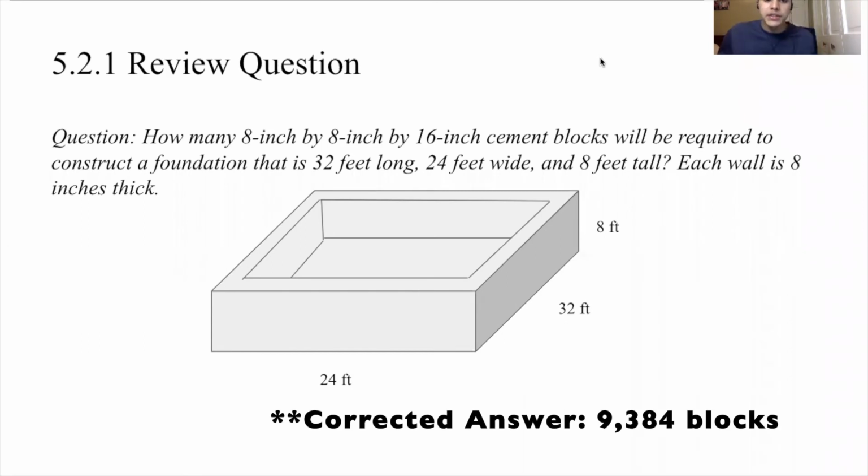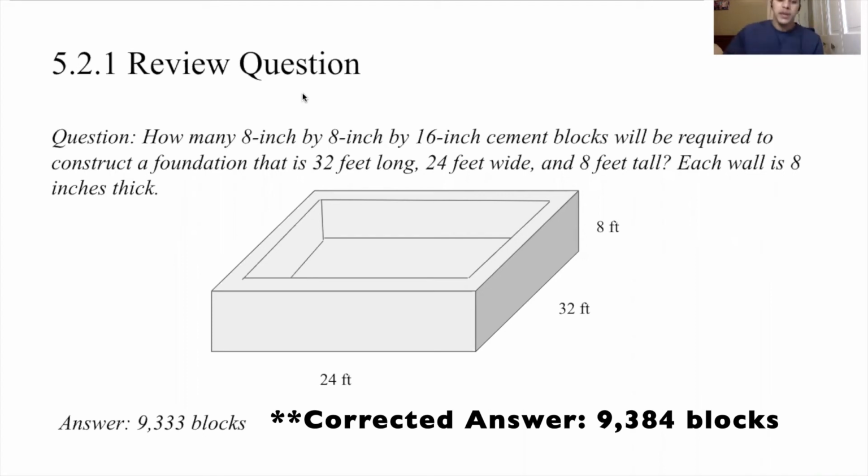So the correct answer to this question was 9,333 blocks, which is more than I would expect, but we can do the math to figure out that that's correct. So the question reads, how many 8-inch by 8-inch by 16-inch cement blocks will be required to construct a foundation that's 32 feet long, 24 feet wide, and 8 feet tall? Each wall is 8 inches thick. And thankfully, they give us this nice diagram down here in order to solve the question, because it could be a little bit more confusing if they didn't.